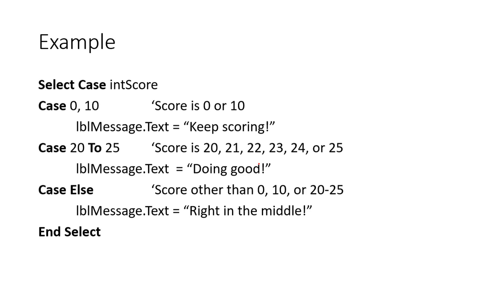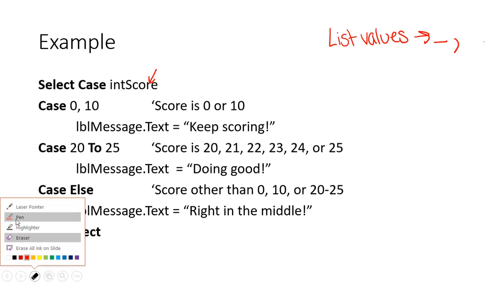Here is an example. So I got select and then the words case and then the variable that we're looking at. We are looking at the variable int score. So then they give me a case of 0 to 10, or case 0 or 10. Notice there's that comma. So if you want to just list values on these guys, you are going to put the value, a comma, and another value, and you can do that as many times as you want. That does not matter how many times you need to list a value.